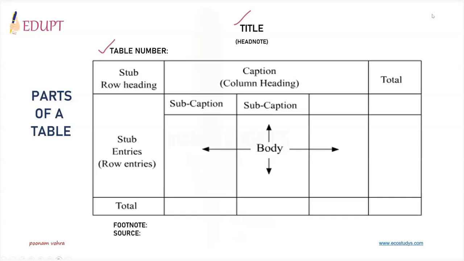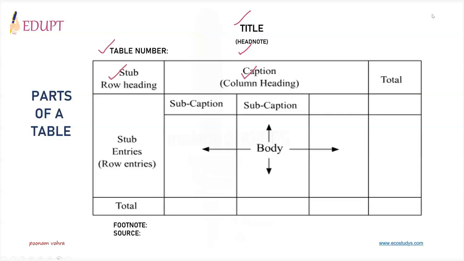There has to be a headnote also. Headnote must support the title of the table. For example, title can be Educational Attainment in India. Headnote can be percentage of persons having graduate degree in the year 2015. Then the next part is stub and caption.